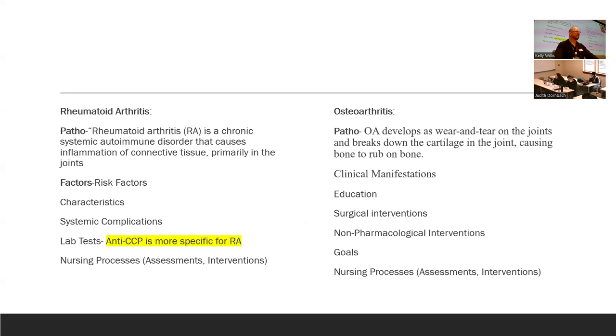Rheumatoid arthritis. Just remember that one is an autoimmune disease, and that's in the immunity section, I do believe. Know the risk factors. Big one is lab tests. There are a few lab tests that you can do for rheumatoid arthritis, but the anti-CCP is very specific for RA. Osteoarthritis, wear and tear in joints. So know the differences between these two arthritises. Clinical manifestations, education, surgical interventions. That one will be important. Non-pharmacological interventions. Know some goals and nursing process for all of these.